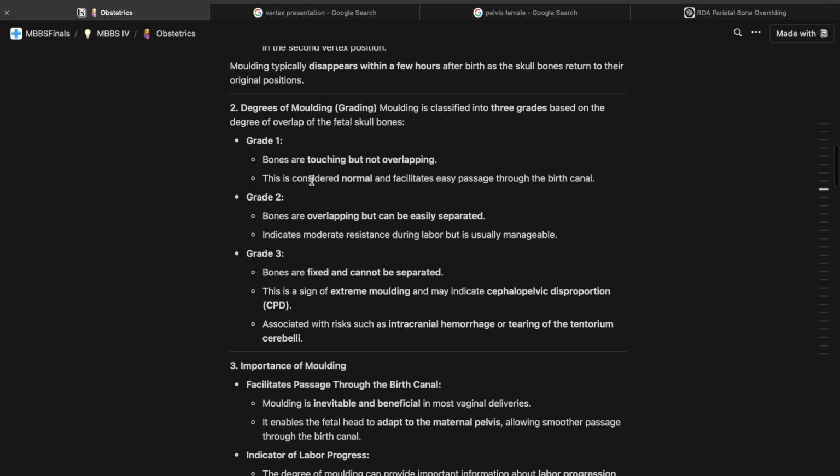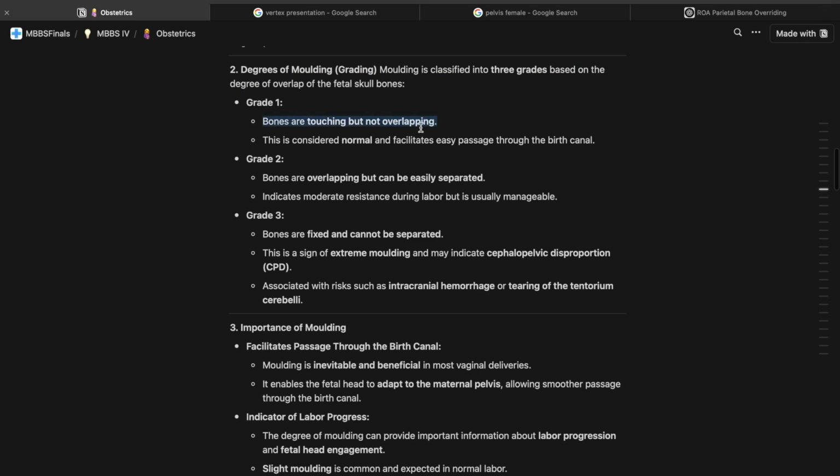Unnecessary wasting of time. Degrees of molding: three grades, grade 1, 2, 3. Grade 1, bones are touching but not overlapping. Okay, makes sense. This is considered normal, facilitating easy passage through the birth canal.